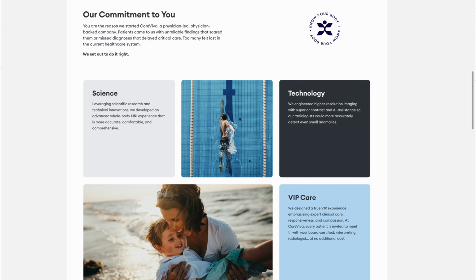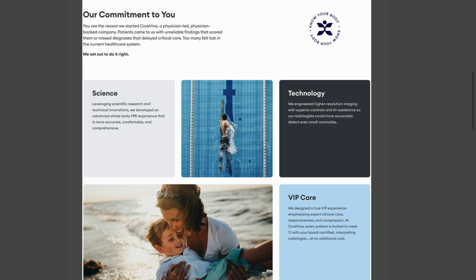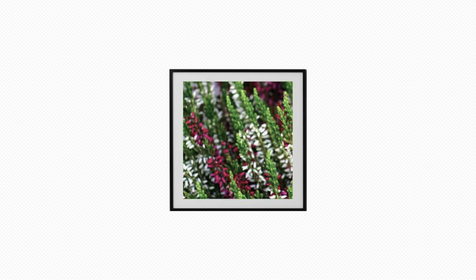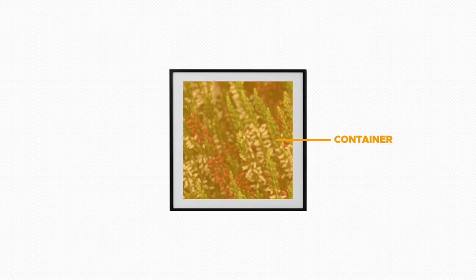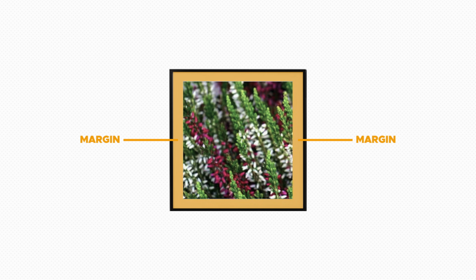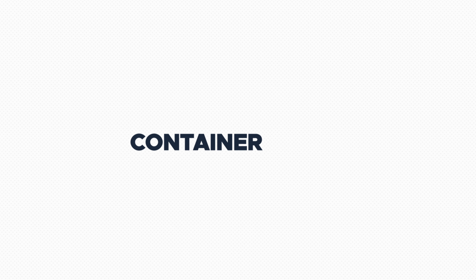A container is the main content area of our website. Think of it like this. Our container is the photo, and the margin is the matting around the photo inside the frame. It provides space for our design to breathe. Personally, I use a container width of 1280 pixels.